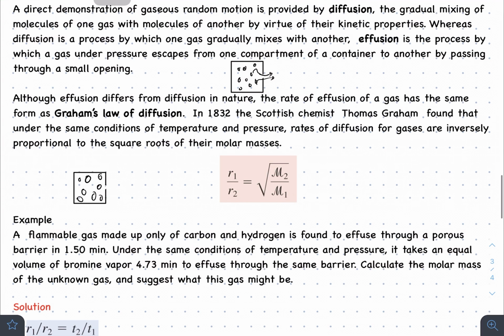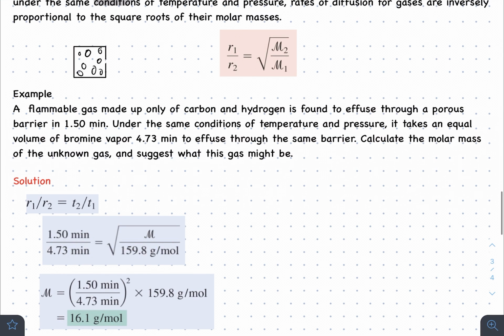Okay, so let's have an example. A flammable gas is made up of only carbon and hydrogen and is found to effuse through a porous barrier in 1.50 minutes. Under the same conditions of temperature and pressure, it takes an equal volume of bromine vapor 4.73 minutes to effuse through the small barrier. Let's calculate the molar mass of the unknown gas, and let's try to suggest what this gas might be.